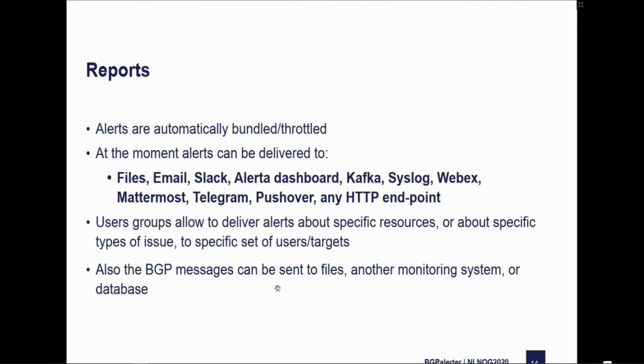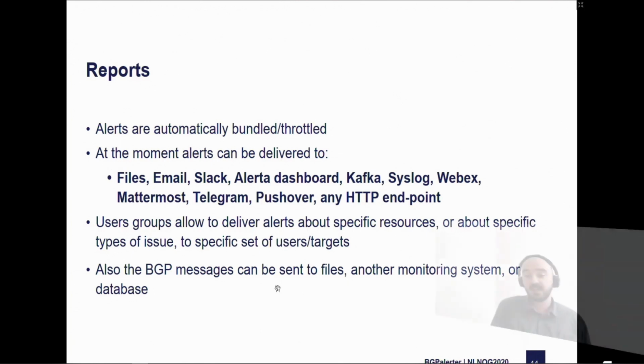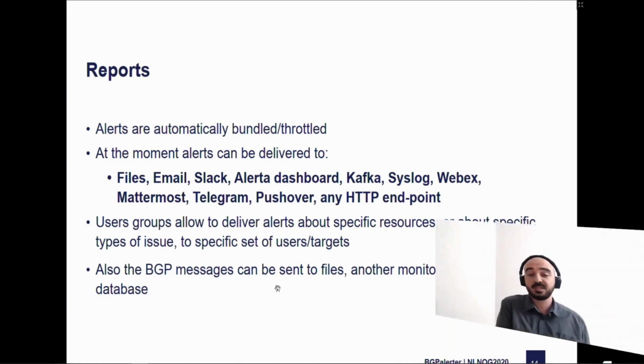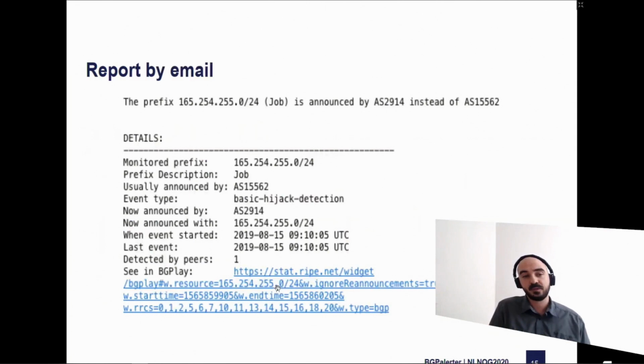As I said, you can define groups so that they get specific alerts, or specific types of alerts, to specific platforms, like some on Slack, some by email. You can decide. It's really flexible. And it's important to remember BGP Alerter doesn't only send the alerts, but also stores the BGP messages, the BGP updates that trigger such alerts, in case you want to do troubleshooting and understand better what happened.